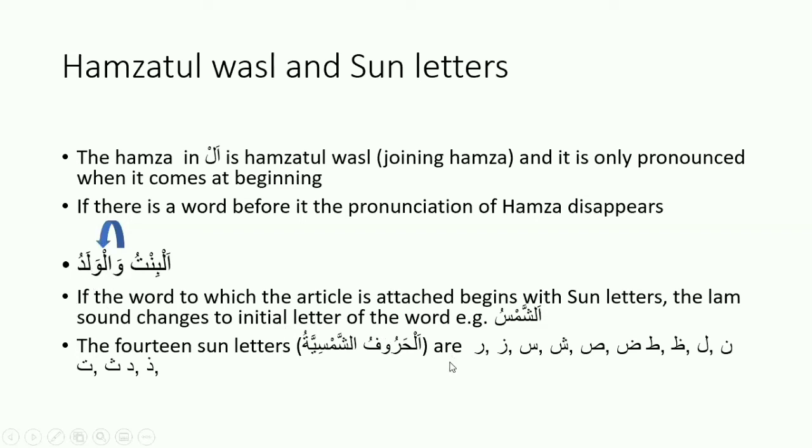Also in Arabic, we have 14 letters which are known as huruf shamsiyyah. When a word with a definite article begins with one of these letters, the sound of the lam changes into the sound of the initial letter. For example, here the lam is not pronounced, rather the sheen gets a shadda. Shadda is the doubling sound. So it becomes ash-shamsu, instead of al-shamsu.